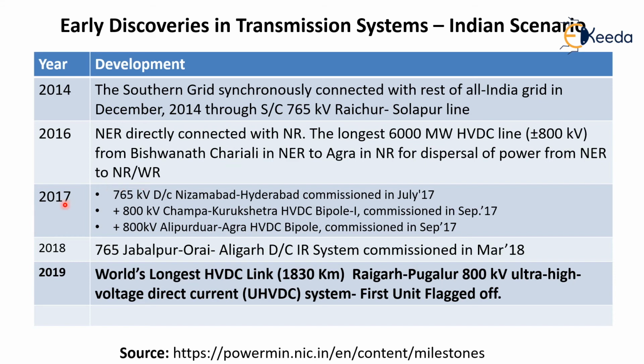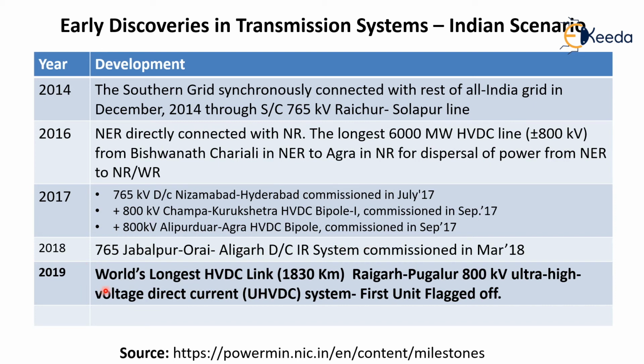In 2017, the 765 kV double circuit Nizamabad-Hyderabad line was commissioned in July, and the plus or minus 800 kV Champa-Kurukshetra HVDC bipole was commissioned in September. The 800 kV Alipurdar-Agra HVDC bipole was commissioned in September again. In 2018, the 765 kV Jabalpur-Orai-Aligarh double circuit system was commissioned in March.